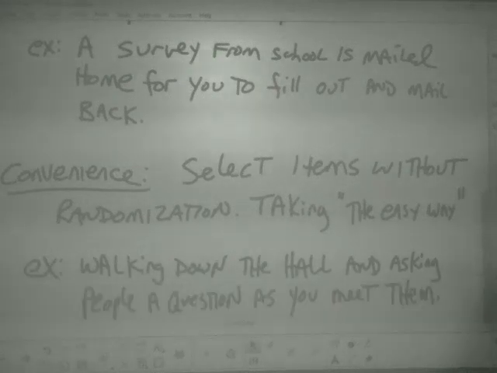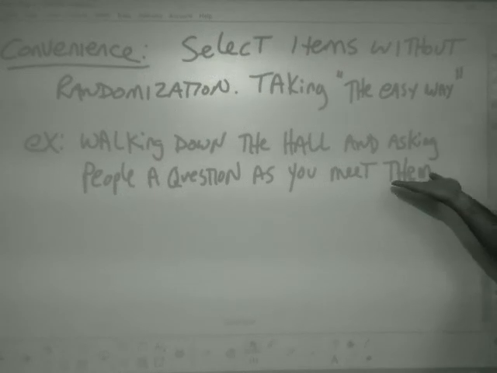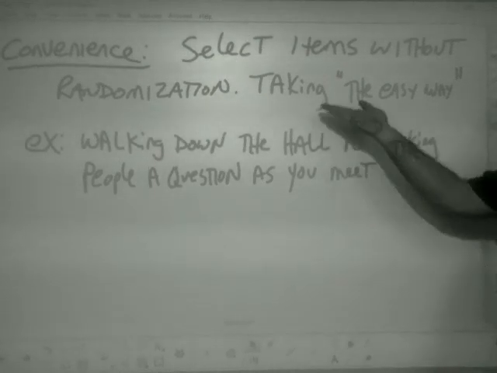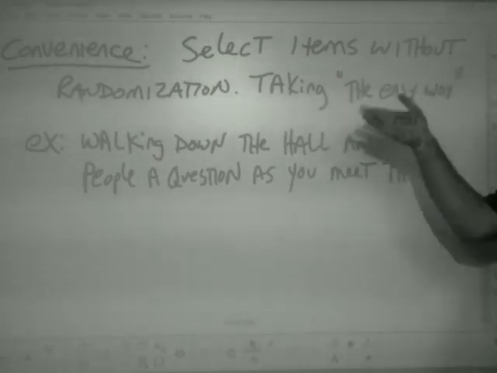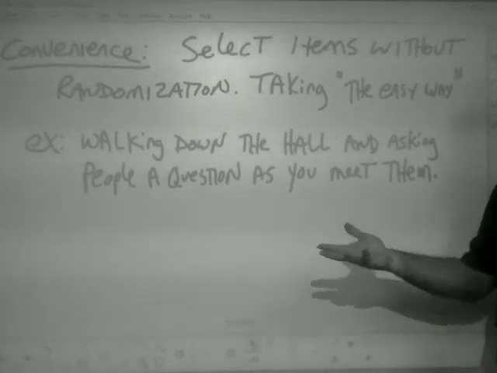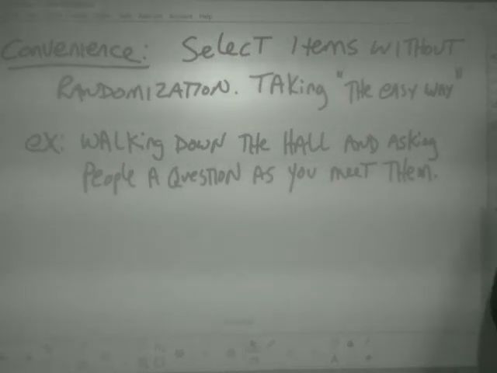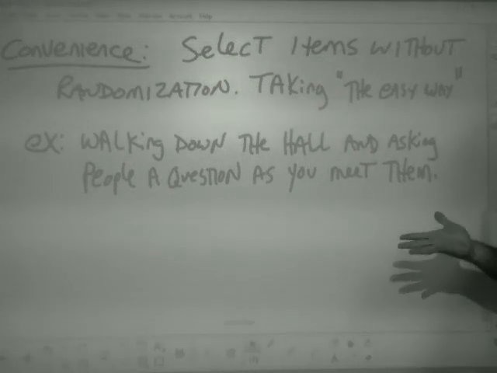So if I walk down the hall and I ask people questions as I meet them, that would be convenience. There's no randomization involved. If I walked down the hall and selected every 5th student, well, that would be systematic. So convenient, just conveniently picking without any kind of randomization. And those are the different types of sampling.